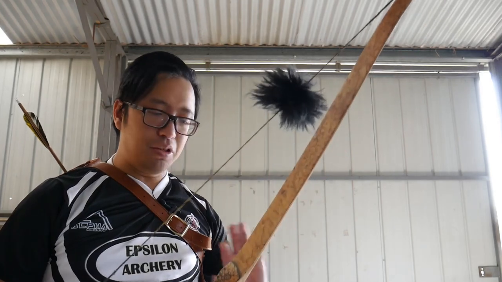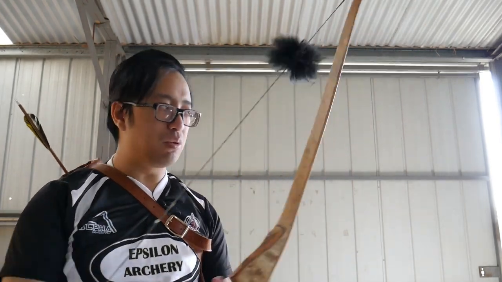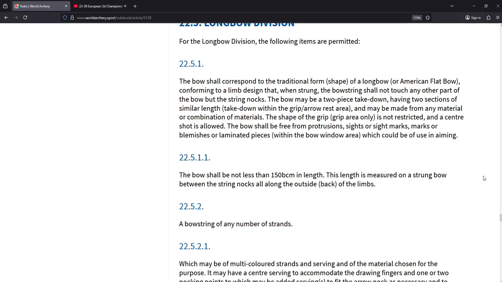So as long as the string doesn't touch the limb itself, then it counts as longbow, which means that quite a few bow types, which might be hybrid bows, would qualify as longbow. The bow may be two-piece takedown. Assumingly, it can be one piece or two piece. It can be takedown, but the sections need to have similar length. So it's basically a bow that's split in half, which you attach by the handle. Therefore, the three-piece ILF style takedown bows cannot be used.